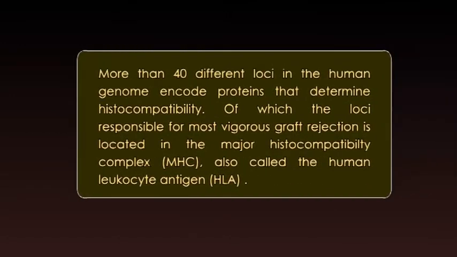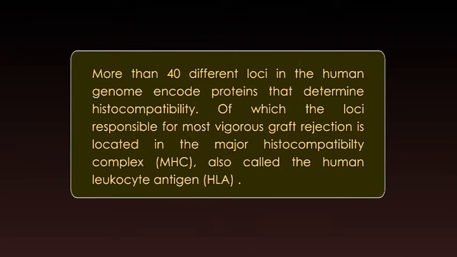More than 40 different loci in the human genome encode proteins that determine histocompatibility, of which the loci responsible for the most vigorous graft rejection are located in the major histocompatibility complex, or MHC, also called the human leukocyte antigen, or HLA.